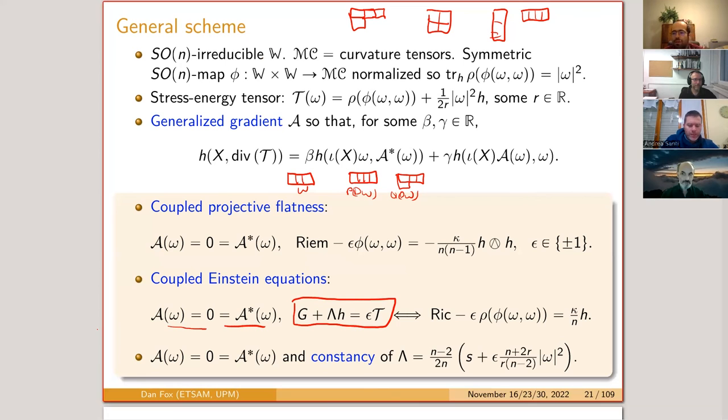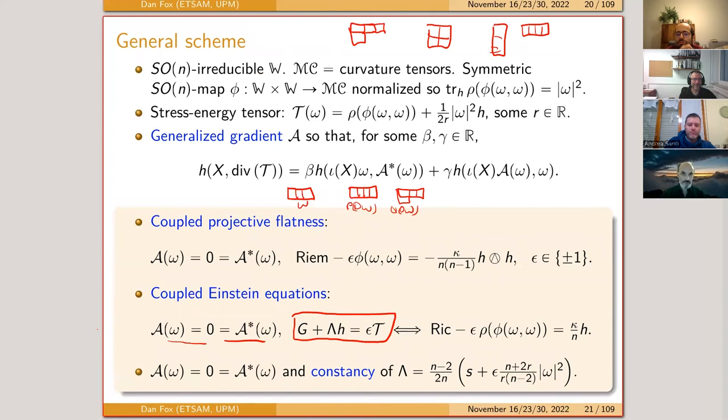Before you mentioned that this general scheme can also be applied to spinors, but that will overcomplicate today's discussion. But can you say a few words on which kind of equations you get in that case? Well, what I mean is that here really what I'm starting with, I could start with a spinor module instead of a tensor module.